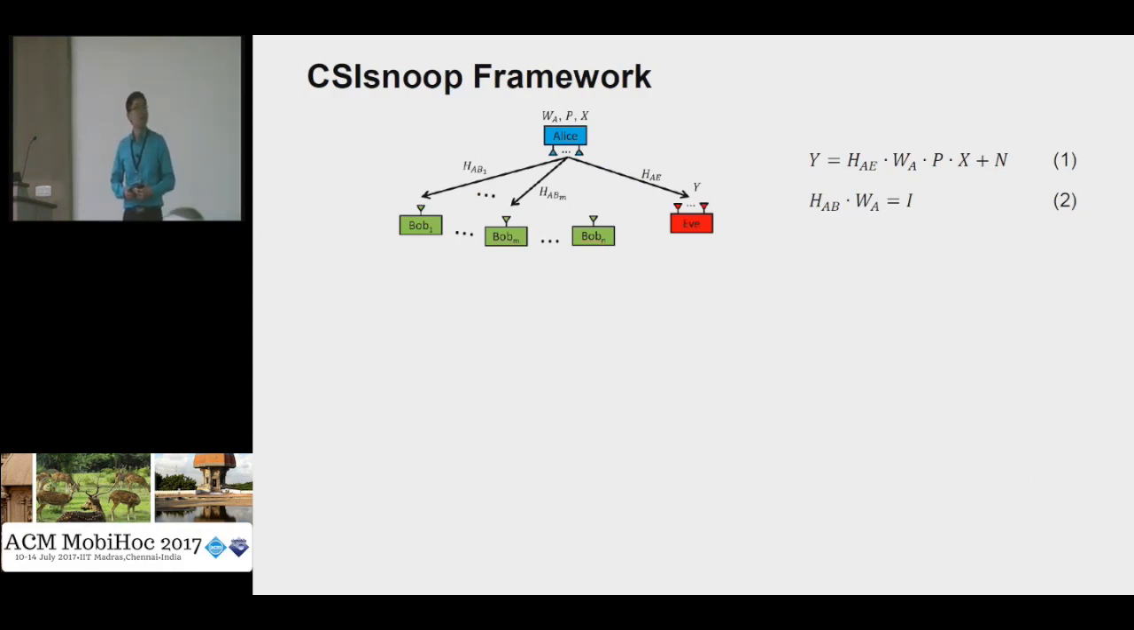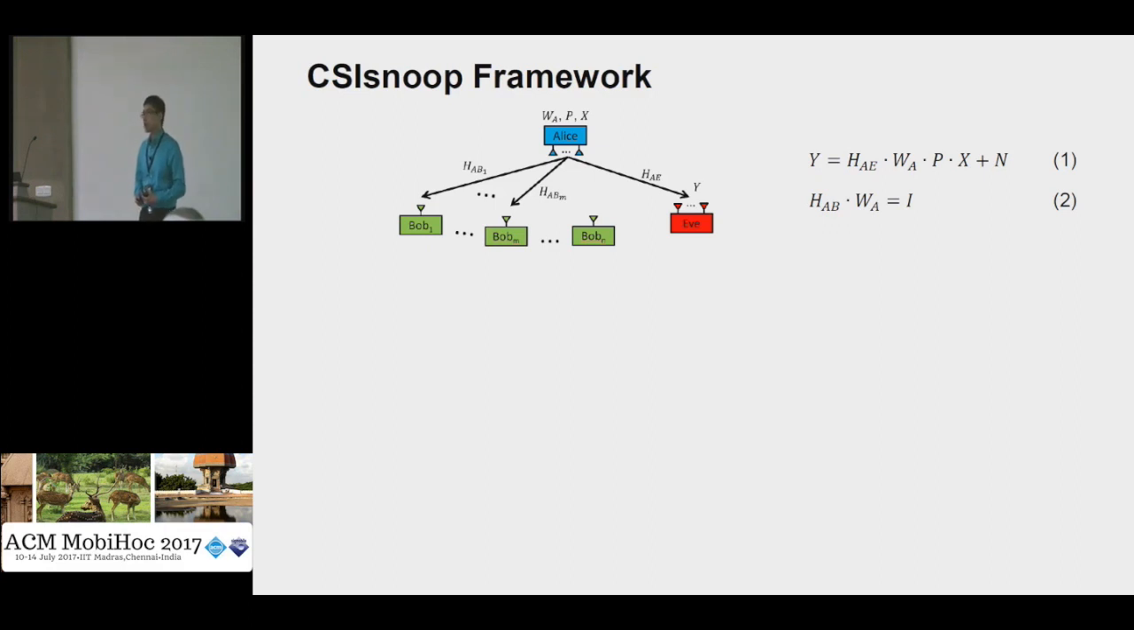That means the product of the CSI between Alice and Bob and the channel beamforming weight matrix equals an identity matrix. So that means H_AB multiplied with W_A equals an identity matrix. So these are the information that Eve has. In the following, Eve will use this information to compute the CSI of different Bobs.